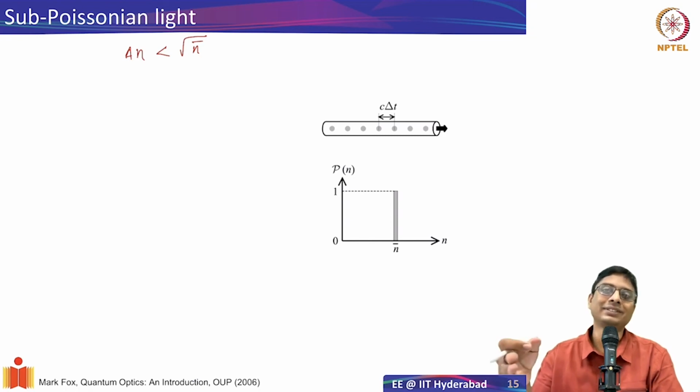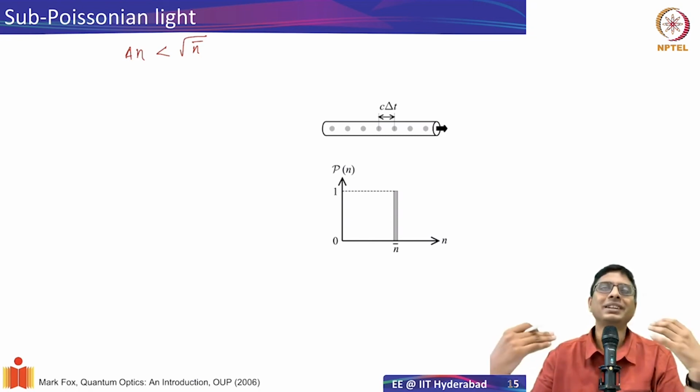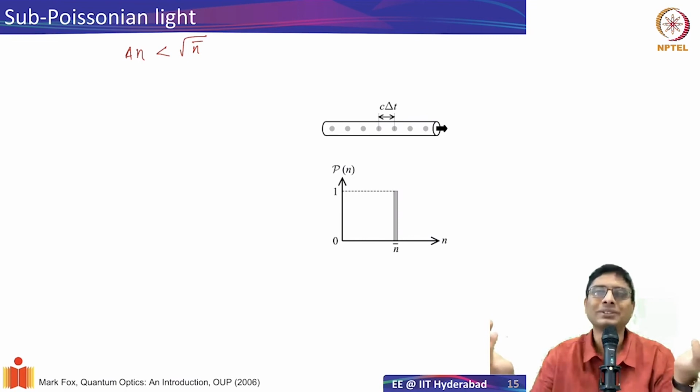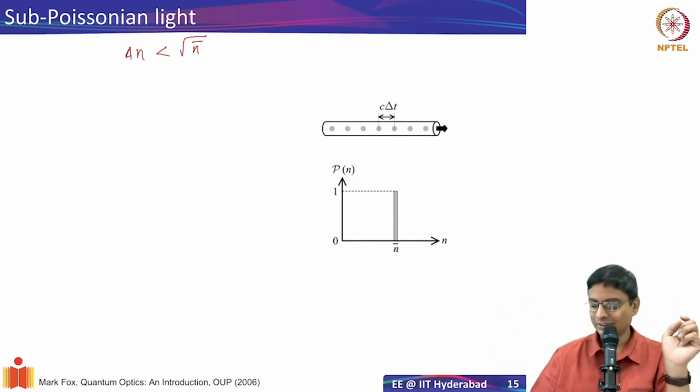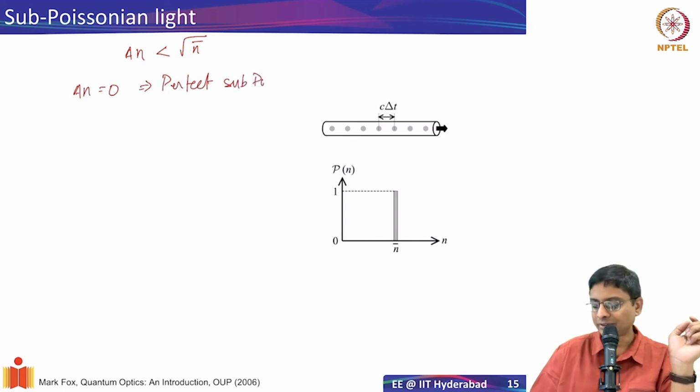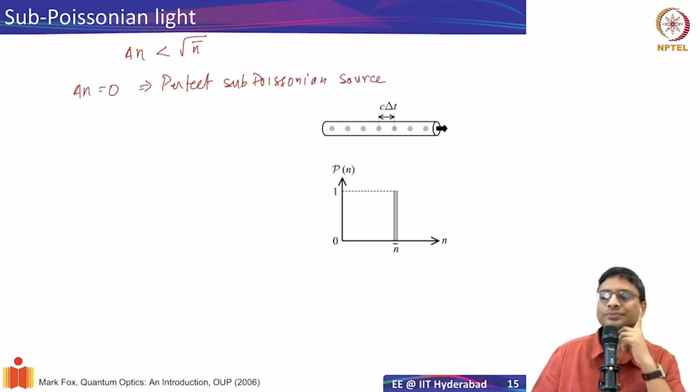What does it mean delta n is less? What is an ultimately, perfect sub-Poissonian source? Where the delta n is 0. So if I have my delta n equal to 0, that implies a perfect sub-Poissonian source. What is such a source?